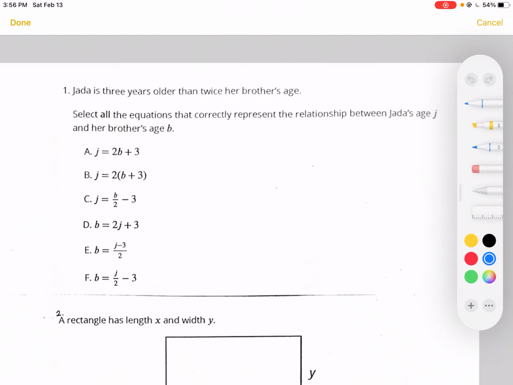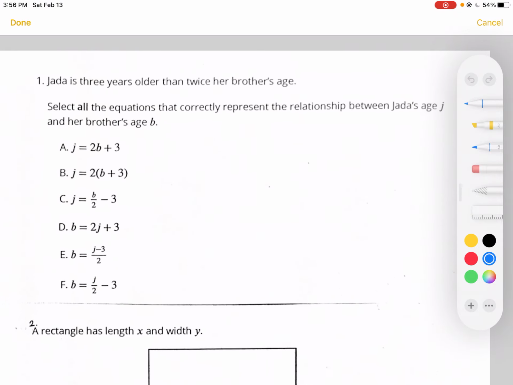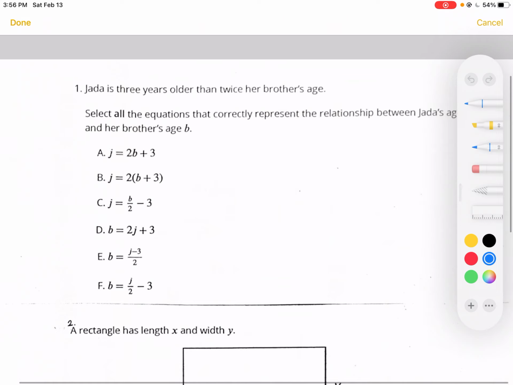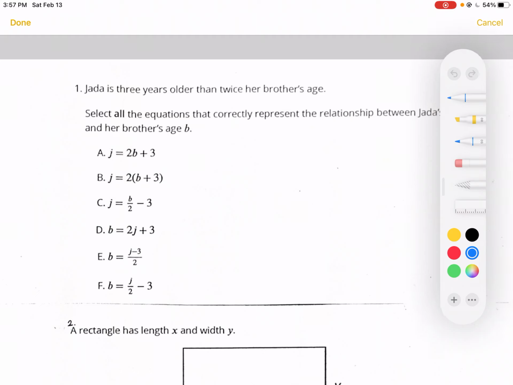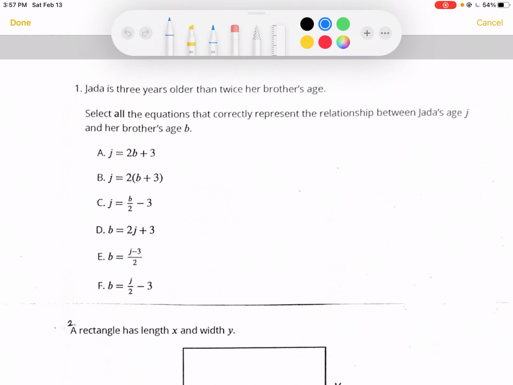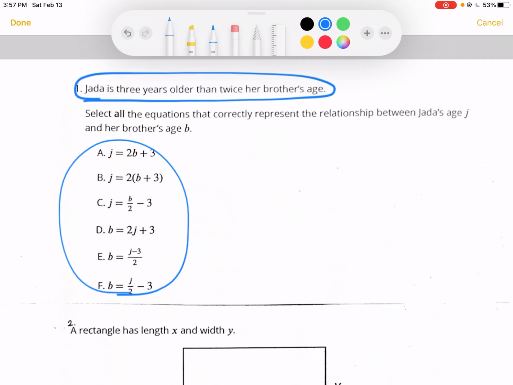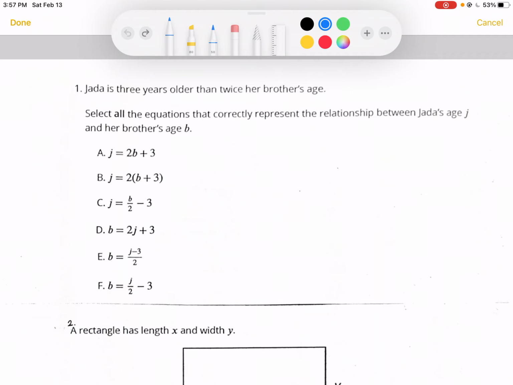Number 1 says Jada is 3 years older than twice her brother's age. We are supposed to select all the equations that correctly represent the relationship between Jada's age, J, and her brother's age, B. On a problem like this, sometimes it's helpful if we make an example, because I think it's hard to go from these words to equations that look like this. So let's try an example.